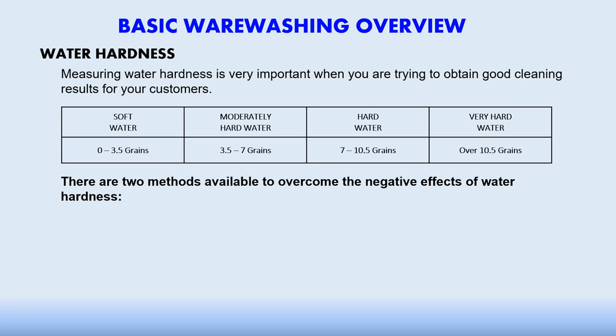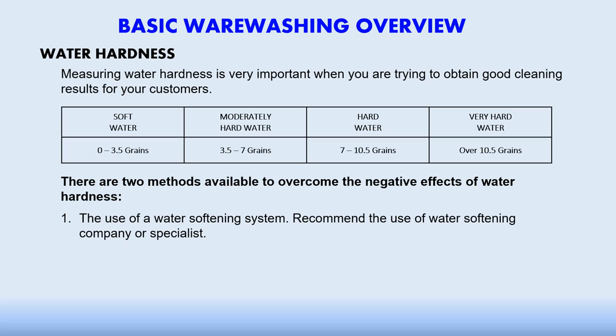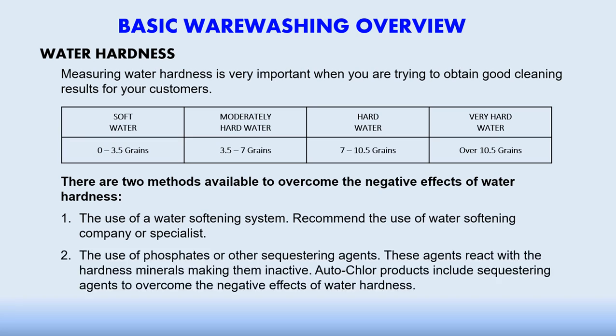There are two methods available to overcome the negative effects of water hardness. The use of a water softening system. If your customer has hard water, recommend the use of a water softening company or a specialist. Secondly, the use of phosphates or other sequestering agents. These agents react with the hardness minerals, making them inactive. AutoClaw products include sequestering agents to overcome the negative effects of hard water.